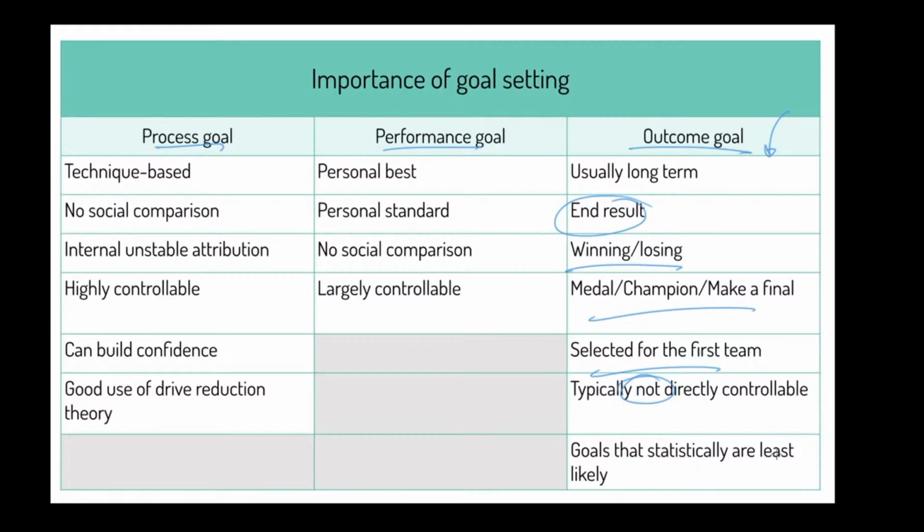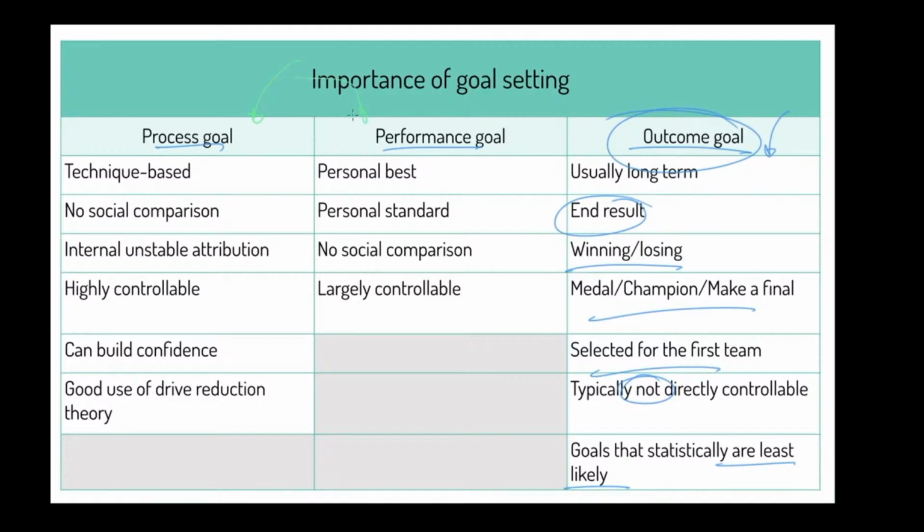Goals that statistically are least likely, and this is an important point. Outcome goals, they're not controllable. Their end result, we've got all kinds of processes to go through before then. Therefore, they are less likely to occur. That doesn't mean they don't occur, but they're far less controllable. Now, this is where I want to get into our controllability factor with our process and performance.